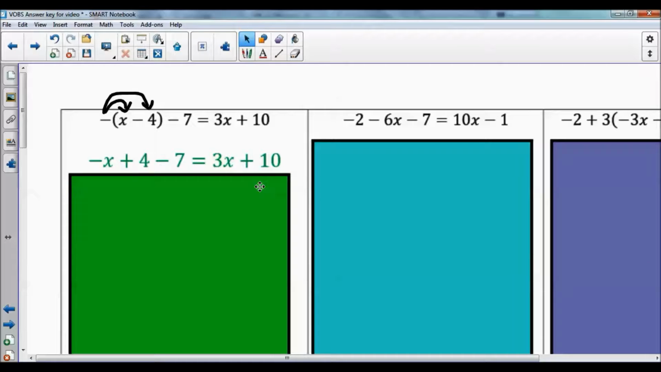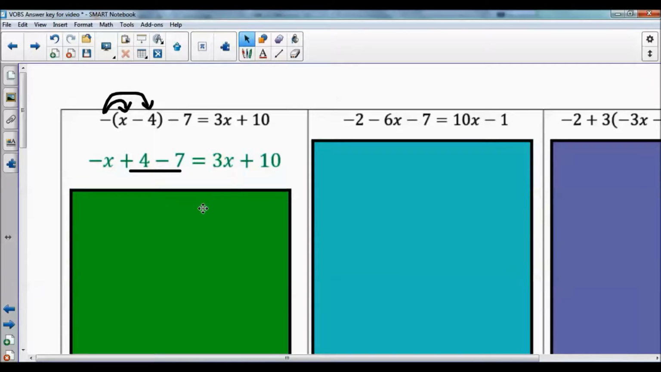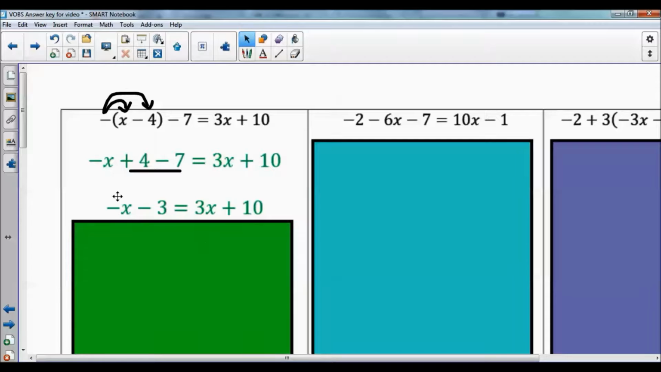Now, after we've distributed, we have to combine like terms. And so on our left-hand side, we can combine positive 4 and negative 7, right? And so when we combine those, 4 minus 7 is negative 3. So we have negative x minus 3 equals 3x plus 10.